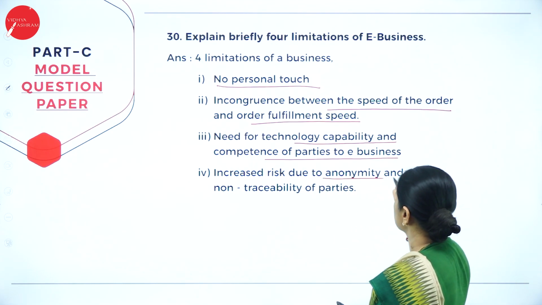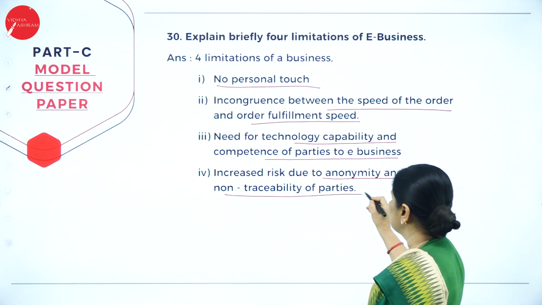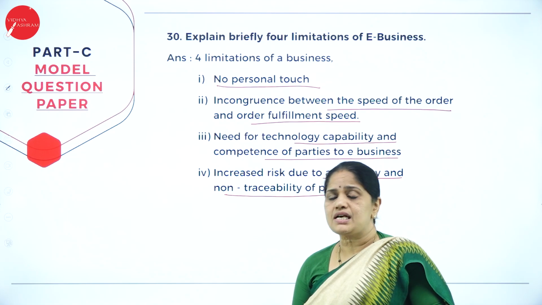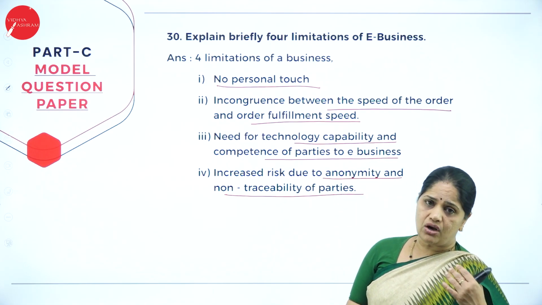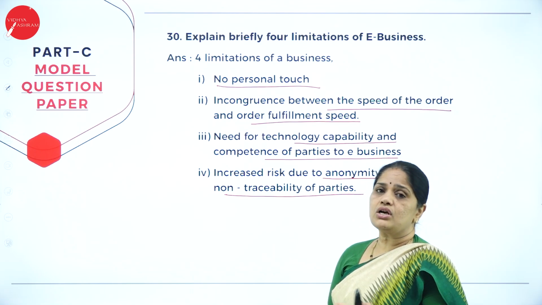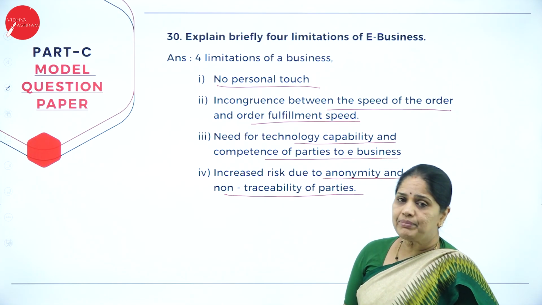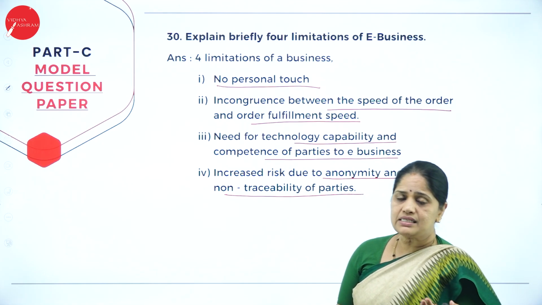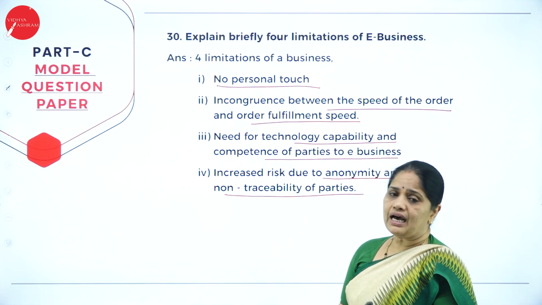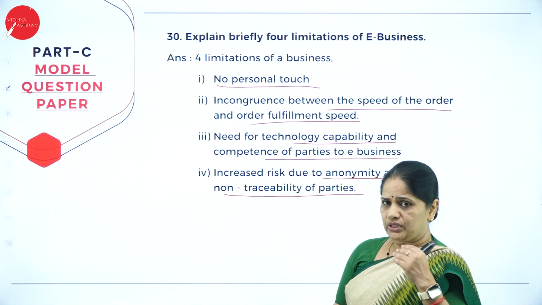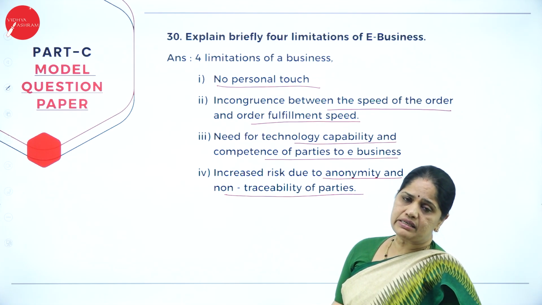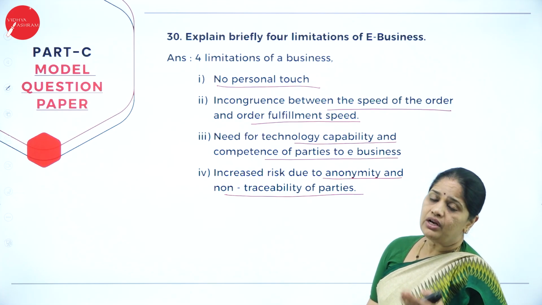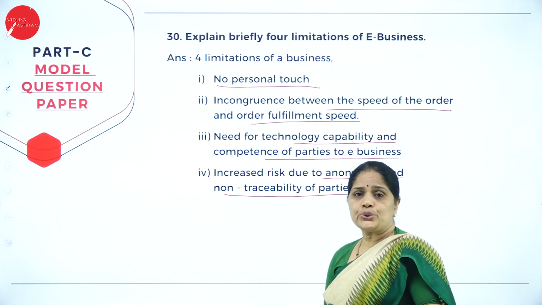Then increased risk due to anonymity and non-traceability of the parties. There is a lot of risk involved in e-business because there may be a seller who is non-traceable and there may be buyers also who are non-traceable. They may be lost because the buyer would have made payment to the seller and the seller is untraceable, or it may be the other way also. The buyer would have placed the order and he is untraceable. When the delivery boy goes to deliver the goods, he becomes untraceable. So there will be unnecessary expenditure to the seller.